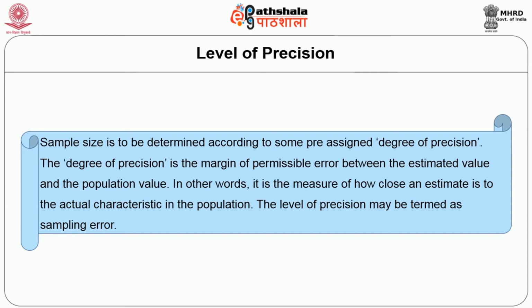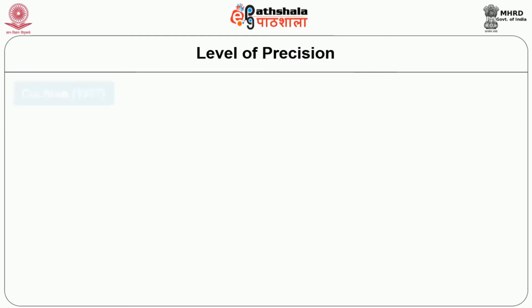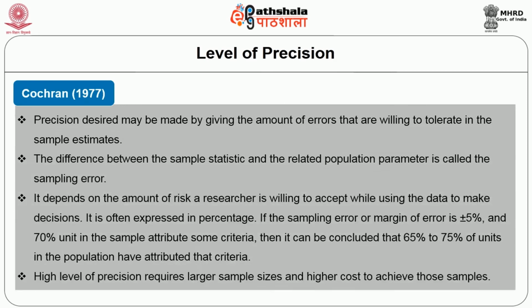Sample size is to be determined according to some pre-assigned degree of precision. The degree of precision is the margin of permissible error between the estimated value and the population value. In other words, it is the measure of how close an estimate is to the actual characteristics in the population. The level of precision may be termed as sampling error. According to Cochran, precision desired may be made by giving the amount of error that you are willing to tolerate in the sample estimate. The difference between sample statistics and the related population parameter is called the sampling error. It depends on the amount of risk a researcher is willing to accept while using the data to make decisions. It is often expressed in percentage.